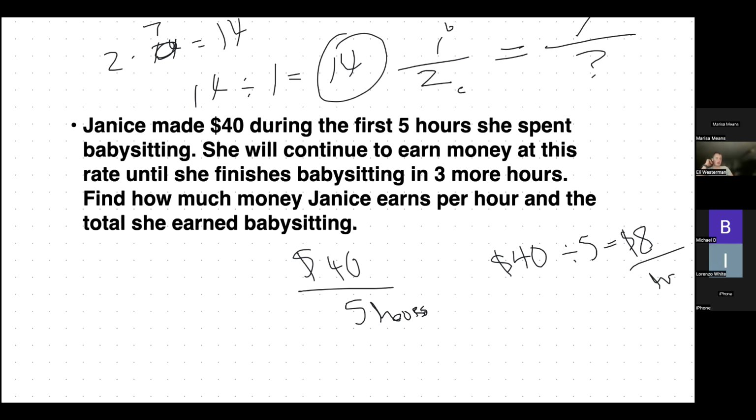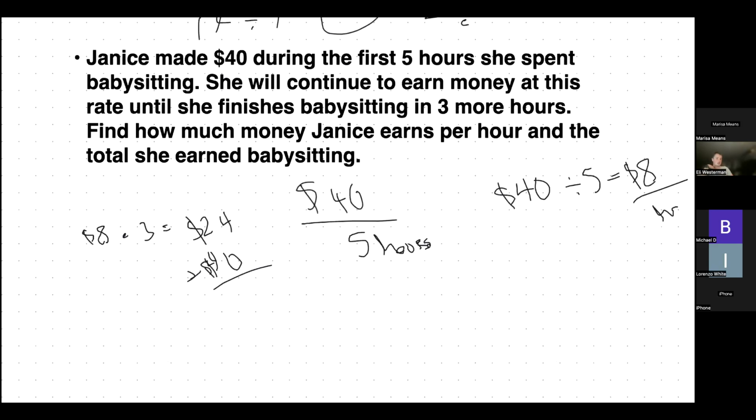So here we go. She wants to know how much she'll earn in total. So she's got 3 more hours. So she makes $8 an hour times 3 more hours. That means $24. Now let's add the $40 she's already made to it. Sorry, that's really messy. The $40 she's already made, and you get $64 total.